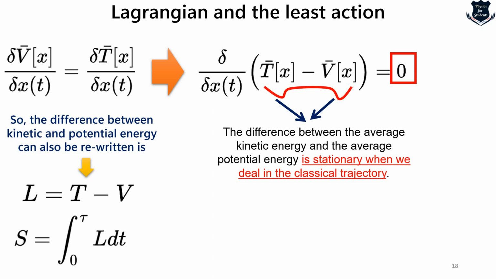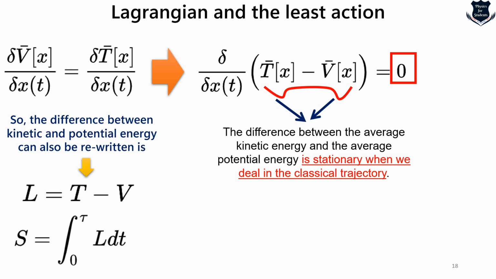And this difference is something very special, and it can be rewritten in terms of L equals T minus V, which is actually the Lagrangian. And in due course of time, we will see what this S is all about. But now it is time to find out one more striking feature.